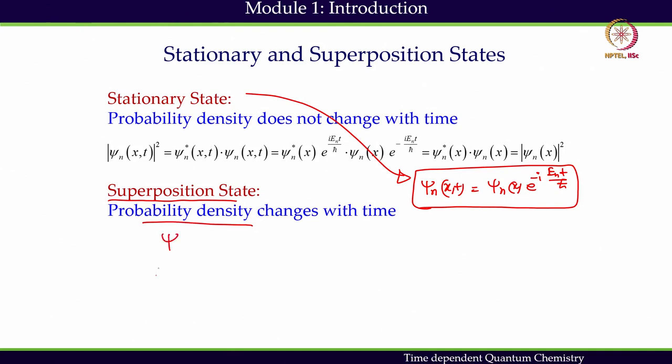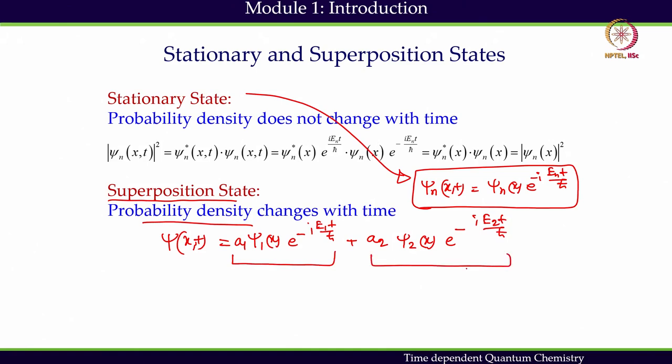And the superposition state, what does it mean? I'll be expressing the state of the particle, the wave function, as a_1 psi_1 e to the minus i E_1 t by h cut plus a_2 psi_2 e to the minus i E_2 t by h cut. A linear combination of two stationary states I have to add. At least two stationary states need to be added to express the state of the particle. So let's say I had a particle and these are the stationary states I had. Somehow I have managed, if the particle is staying only in this state, then the density will never change as a function of time.